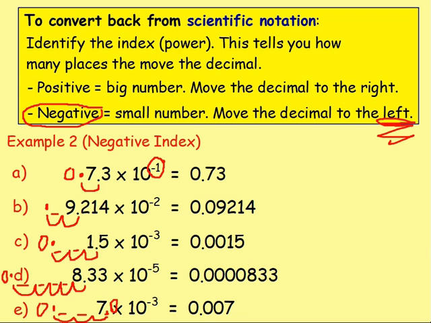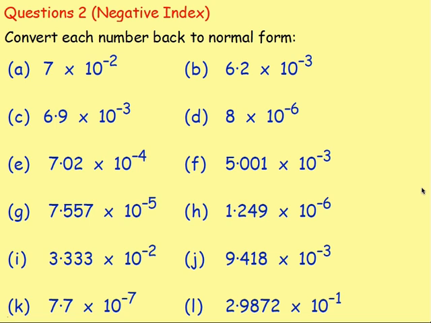Okay, want to try some of them on your own? Yes, please. Go on then, Crystal. Here you go. So, with a negative index, convert each of these back to normal form. Notice how the index is negative for every single one of these. We've done positive indices, and you were amazing at that. Let's see if you can do these ones. Remember, this number here shows you that you're moving the decimal, because it's negative, you're moving it to the left. And remember, if you just have 7 on its own, just imagine it as 7.0. Best of luck. You can pause the video and I'll give you the answers in just a few seconds. Pause the video now.